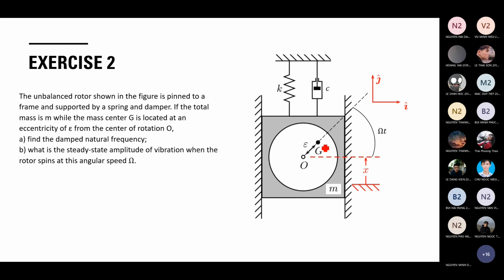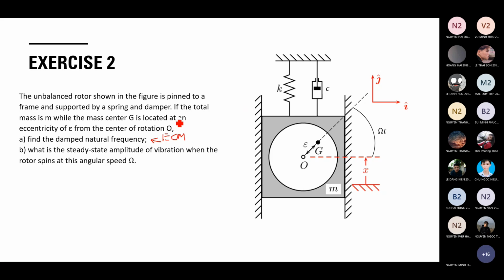Okay, this is the next exercise for you. Please give me the answer for A and B. Find the damped natural frequency. It means that you need to give me the equation of motion of this system.